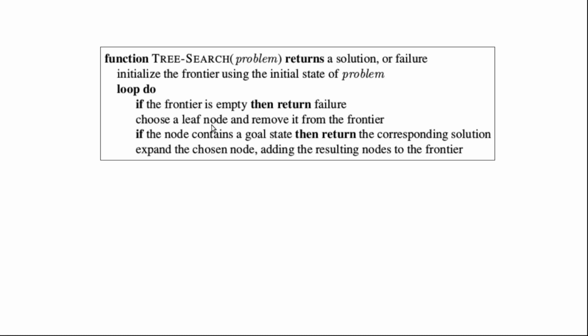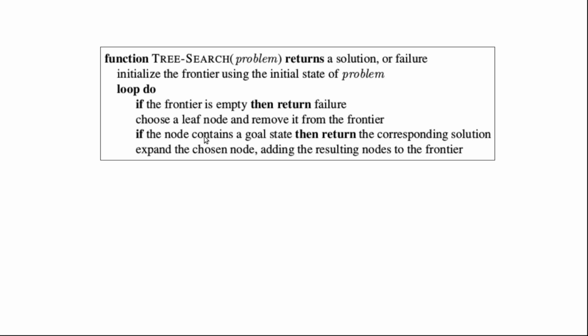Which leaf node will be removed? It depends on the search strategy of the algorithm. But one of the leaf nodes will be removed from the frontier, and that leaf node becomes our current state. And on that selected node, first we check whether the selected node contains a goal state or not. If the selected node contains a goal state, it means we have reached our goal, which actually means we have found a solution, and hence that solution will be returned.